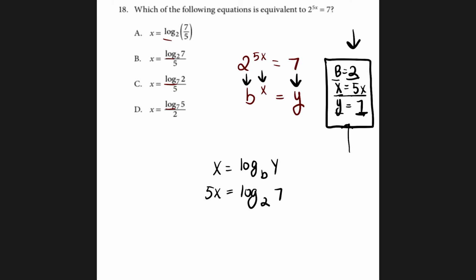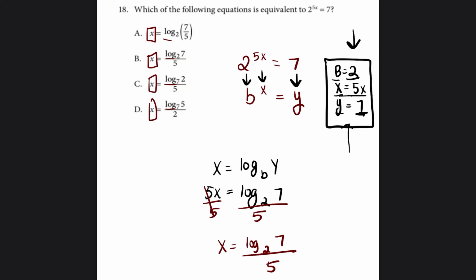Okay, but if you look at this, it's all asking us what x is equal to. So right now, this x is not by itself, so we have to get it by itself. What is causing the x to not be by itself? The 5. How do we get rid of the 5? We divide both sides by 5. The 5's cancel out, and you're left with x is equal to log base 2 of 7, over 5. So our answer is going to be B.